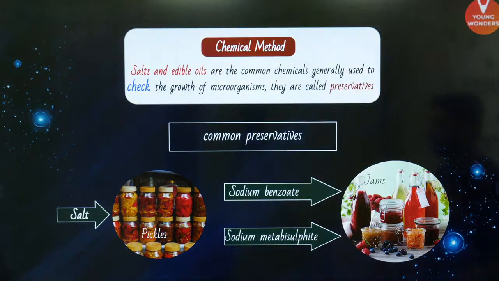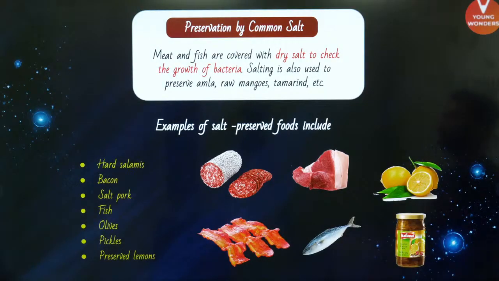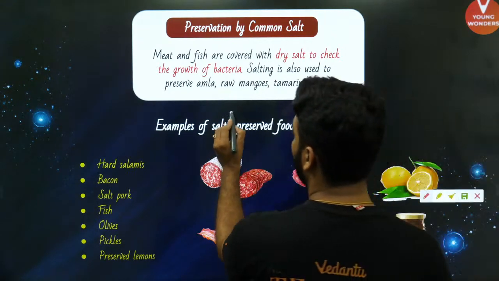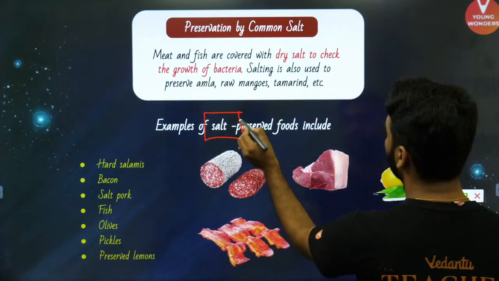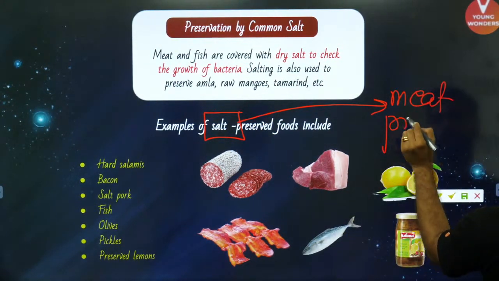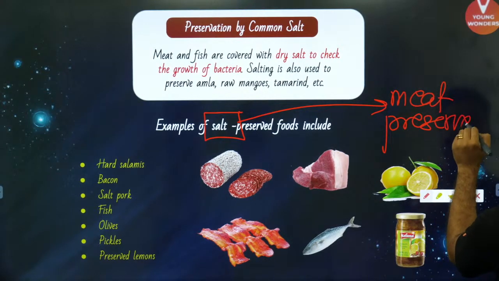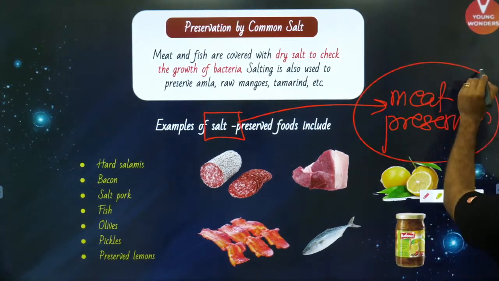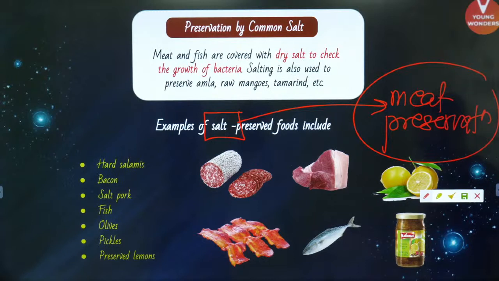Theek hai? Moving on further. Preservation by common salt. Salt is the best preservative for pickles, olives and meat. Salt is very, very good for meat preservation.